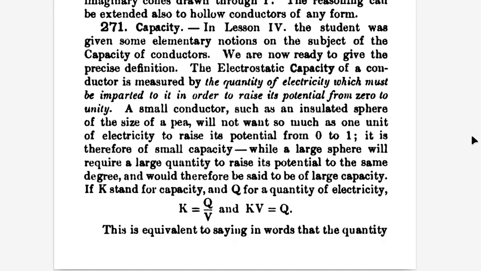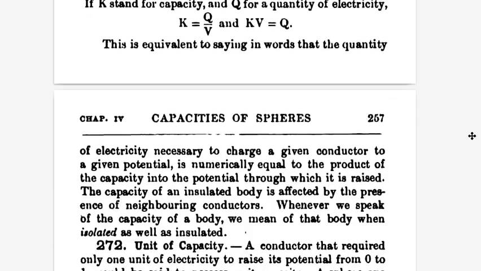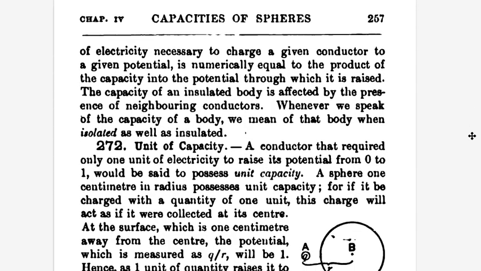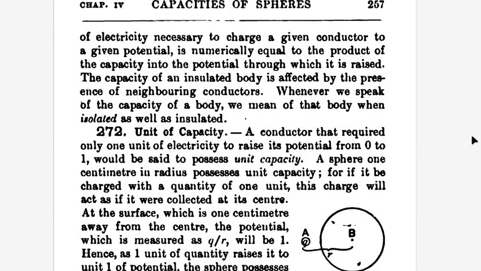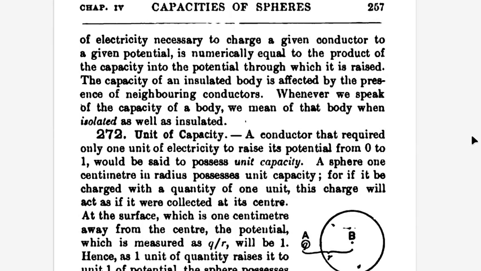If K stands for capacity, and Q for a quantity of electricity, K equals Q over V, and KV equals Q. This is equivalent to saying in words that the quantity of electricity necessary to charge a given conductor to a given potential is numerically equal to the product of the capacity into the potential through which it is raised. The capacity of an insulated body is affected by the presence of neighboring conductors. Whenever we speak of the capacity of a body, we mean of that body when isolated as well as insulated.